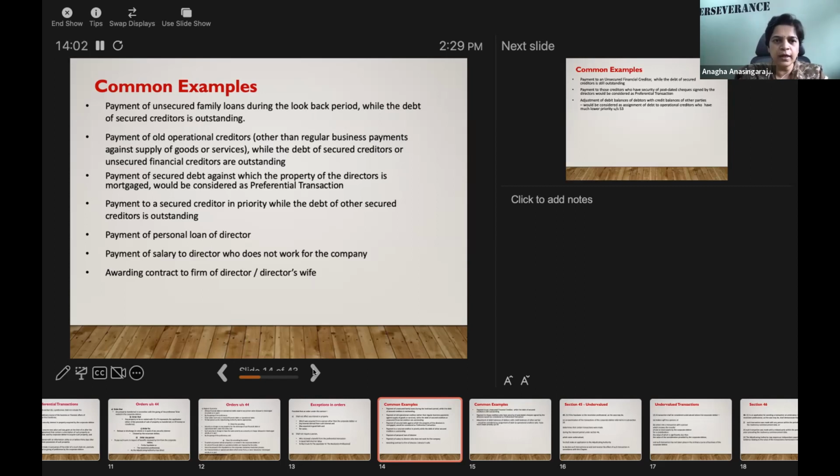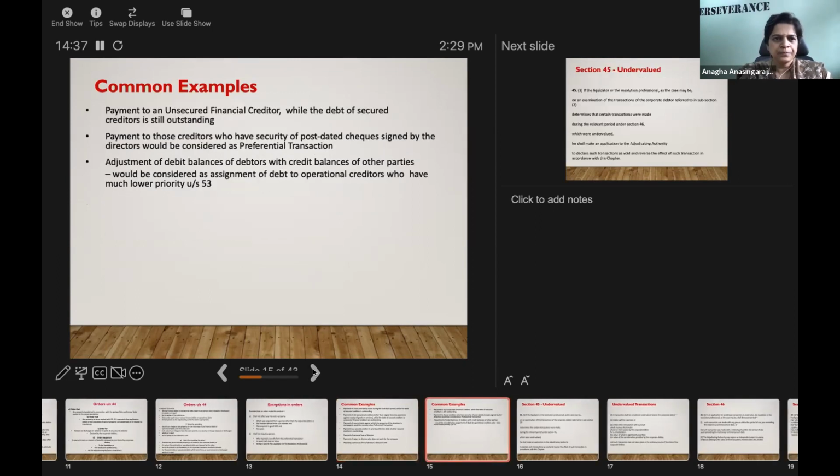Then the payment of secured debt against which the property of the directors is mortgaged would also be considered as a preferential transaction. Payment to a secured creditor in priority while the debt of other secured creditors is outstanding. So only paying the loan of one creditor and not paying the other creditors, that can also be treated as a preferential transaction. Payment of personal loan to the director. Payment of salary to a director who does not work for the company. Awarding contracts to firms of the director or the director's wives without any vendor selection process being in place.